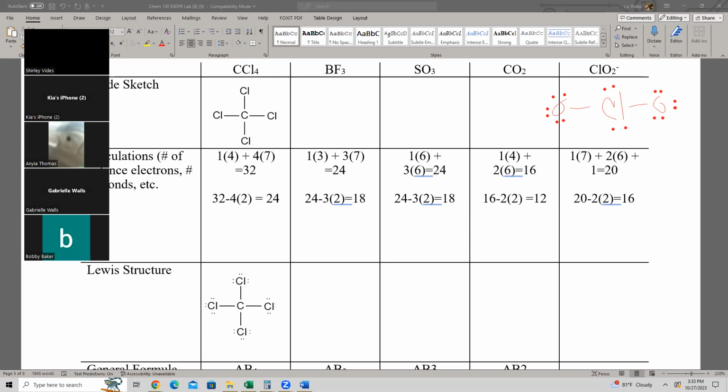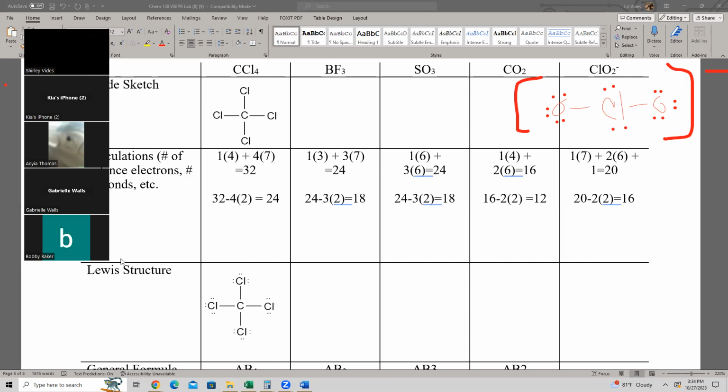So this is a little different from what we've seen so far. And the other thing, since it is an ion, don't forget that you need to do the bracket and charge. All right, so there's your Lewis structure. Let's keep going with this and let's see what we got.